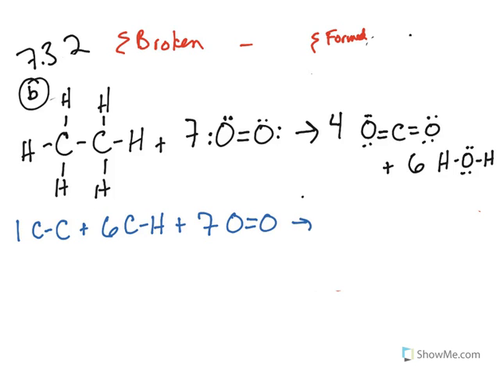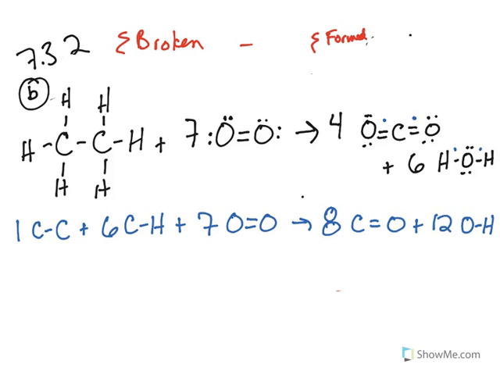and then over here there are 2 CO double bonds, but I have 4 CO2s total, so I actually have 8 CO double bonds. And the same thing here, I have 2 OH bonds, but I have 6 of them total. So all told, I actually have 12 OH bonds.